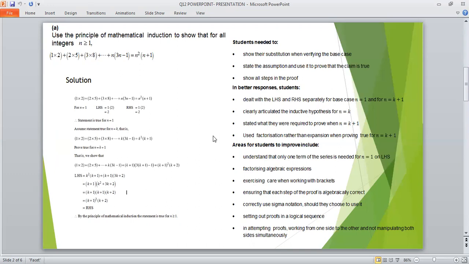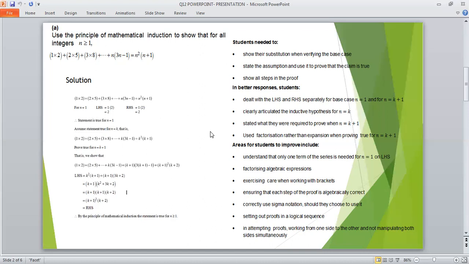So as far as question 12A was concerned, the students basically needed to show their substitution when verifying for the base case. They, of course, needed to state very clearly the assumption and then use that assumption to prove that the claim that is made in the question is in fact true. And of course, we needed to see all the steps in the proof.